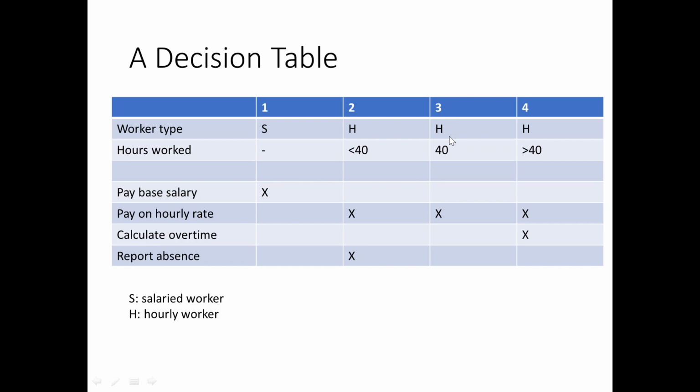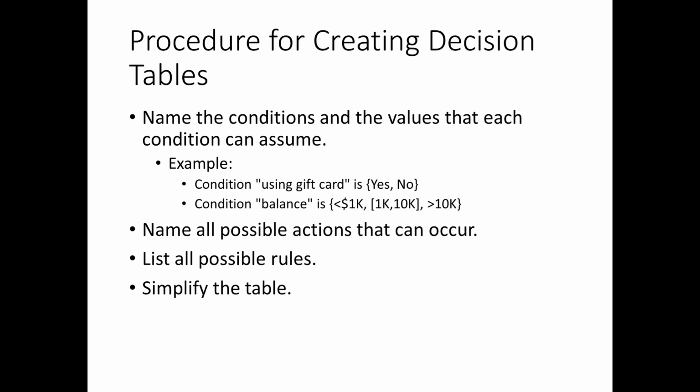The third rule says, for an hourly worker, if she worked exactly 40 hours, then we just pay based on hourly rate. And finally, this rule says, again, if this worker is an hourly worker and this worker worked more than 40 hours, then we take two actions. The first one is, again, pay based on hourly rate. And the second action is, we need to calculate overtime. So as you can see here, we have four rules. And each rule is about a specific action or a specific combination of actions we need to take under certain condition.